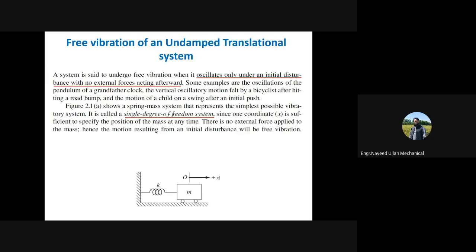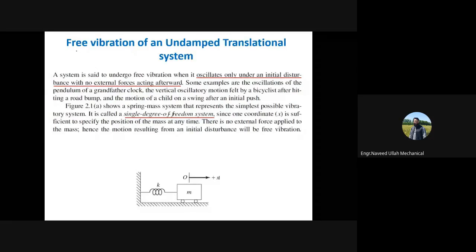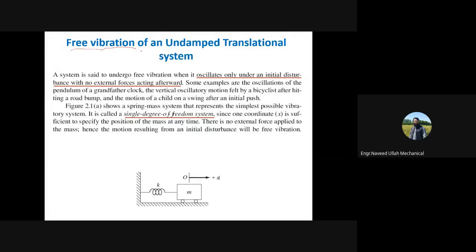Now we are going to discuss free vibration of an undamped translational system. Okay, so इसमें तीन चीजें हैं. एक तो ये फ्री वाइब्रेशन है, राइट. If you remember, मैंने आपको ये बात बताई थी कि the topics and the chapters, they are actually interconnected with each other. तो शुरू से आपकी समझ में आएगी, तो बाकी चीज़ों को आप आसानी से समझ सकते हैं. क्यों?